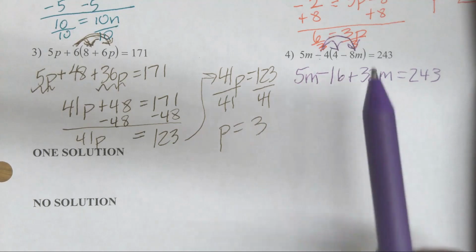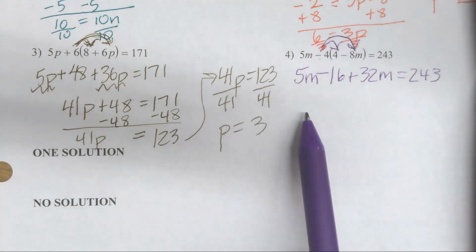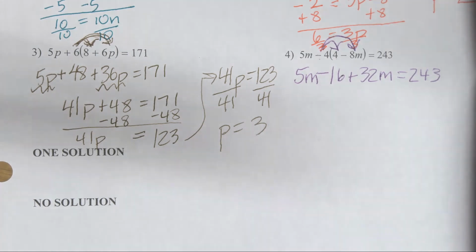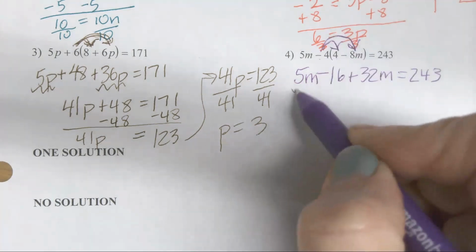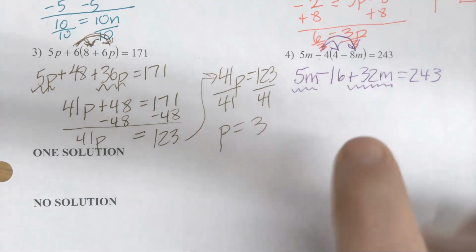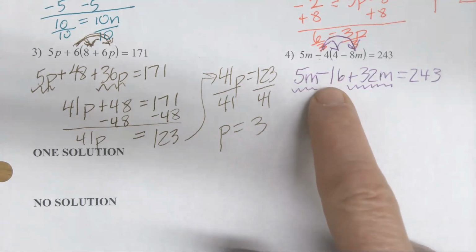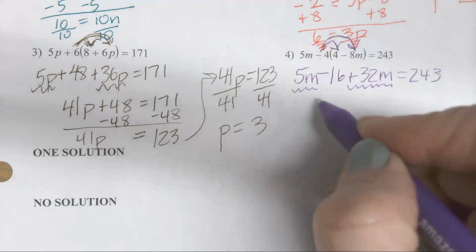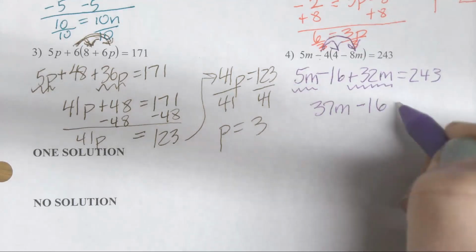Now here's where people get a little bit bothered. Do I do 5m plus 32 or 5m minus 32? How many say minus? How many say plus? Okay. Always go with the sign in front. So this is 5m plus 32. The minus goes with the 16, not with the 32. So that's 37m minus 16 equals 243.